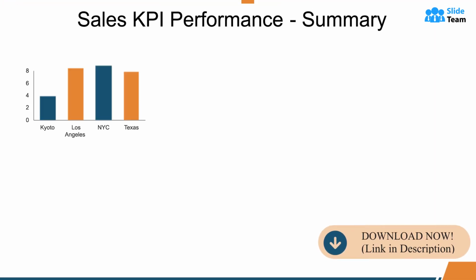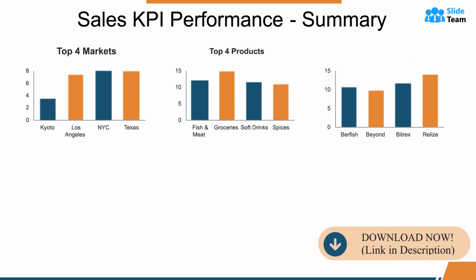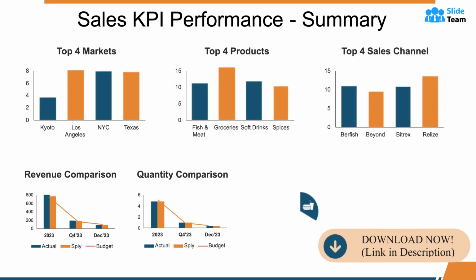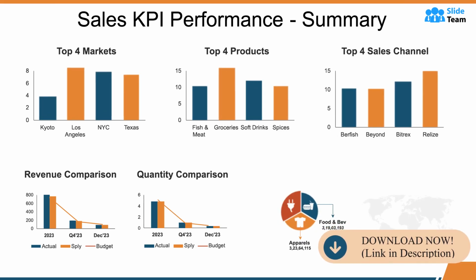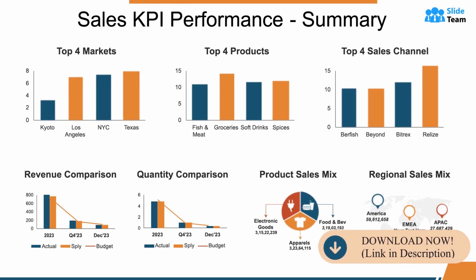Using color-coded bar graphs, this PPT set illustrates your top 4 markets, products, and sales channels. It presents revenue and quantity comparisons in a visually striking format, enabling easy product and regional sales mix analysis.